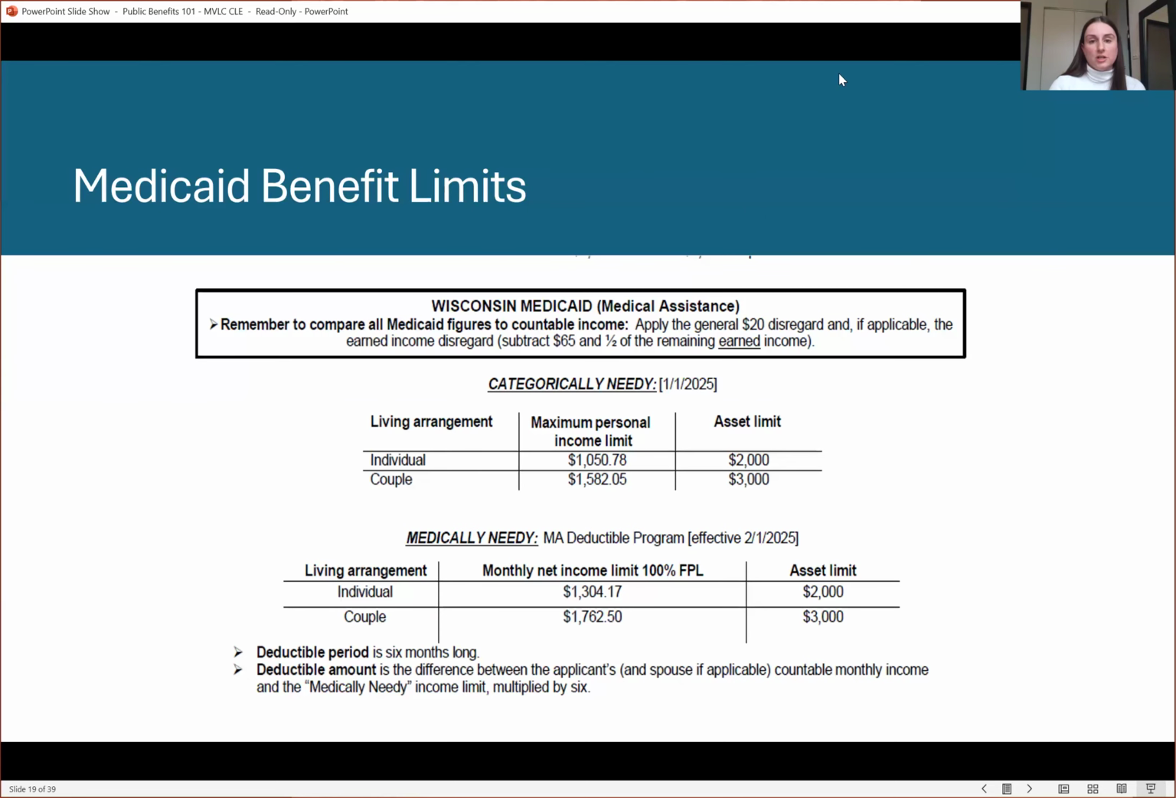And here are the cheat sheets. For the categorically needy limit, you can see that's the federal benefit amount plus the state supplement for categorically needy. Medically needy, it's the federal poverty level, and then calculating that deductible period, how much people need to make in medical bills is the information at the bottom there for future reference.